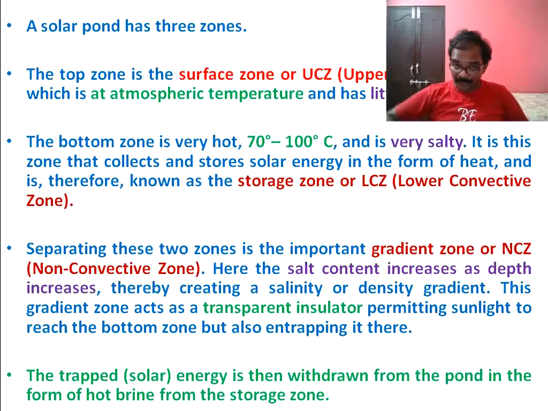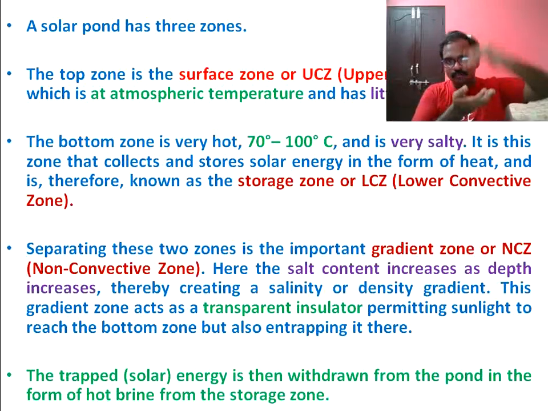And the bottom layer is very hot, at a temperature of 70 to 100 degrees centigrade, and it is very salty. We'll make the bottom layer very salty by dissolving NaCl and MgCl2, sodium chloride and magnesium chloride. It is this zone that collects and stores the solar energy in the form of heat, and is therefore known as the storage zone or lower convective zone. And the lower zone is called the lower convective zone, and it is in this zone we'll store the solar energy. That's why it is called the storage zone.